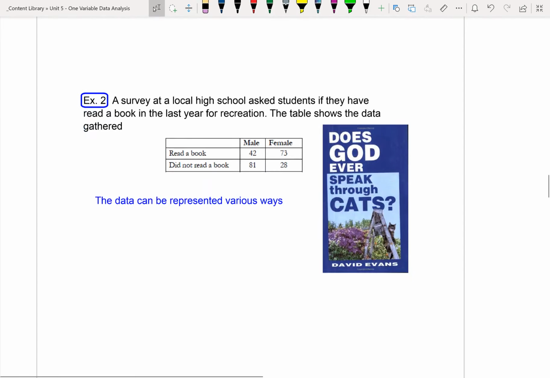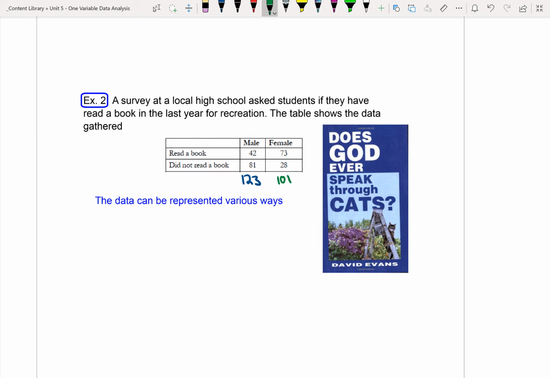In example 2, a survey at a local high school asked students if they have read a book in the last year for recreation, and the table shows the data gathered. So we're looking at males and females, whether they read a book or did not read a book. And if we look overall, for males, there's 123, and for females, there are 101 overall.